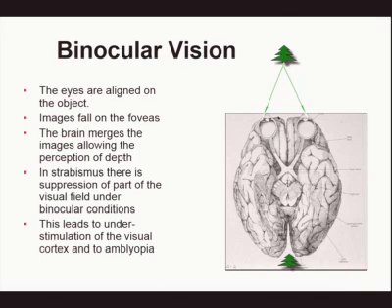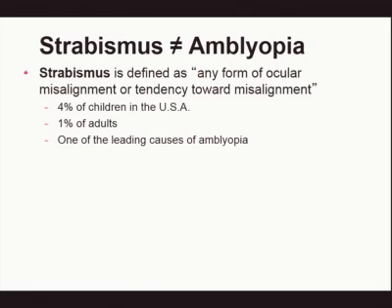And in children, often you develop suppression, where at least one eye is not seeing the image the same as the other eye. It may block the vision, and that chronic understimulation of the visual cortex can result in amblyopia. Strabismus does not equal amblyopia. Strabismus is misalignment of the eyes. 4% of children in the US have it, 1% of adults, and it's one of the leading causes of amblyopia.